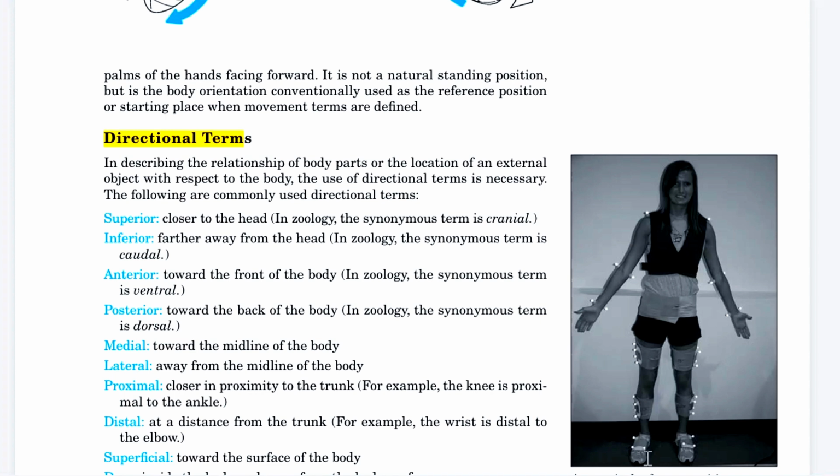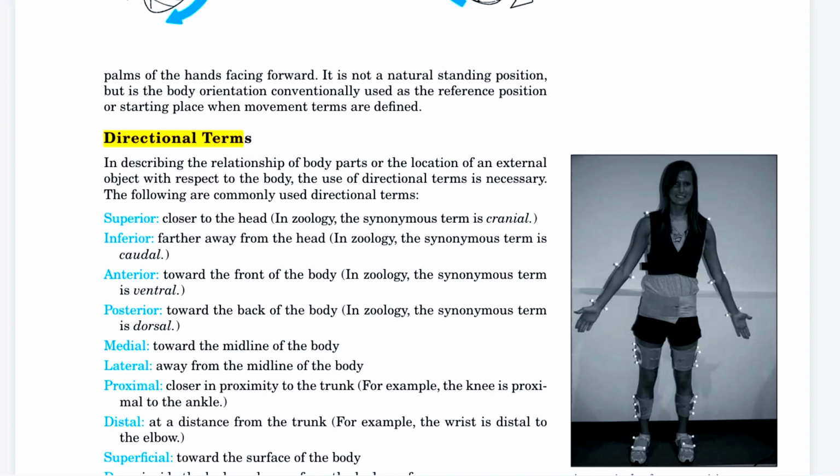After that, medial means middle and lateral means side. Remember these words: medial, middle; lateral, sides. If something is closer to the center of the body, that is medial. So the nose is medial to the ears. And lateral means away from the center of the body, so the ears are lateral to the nose.